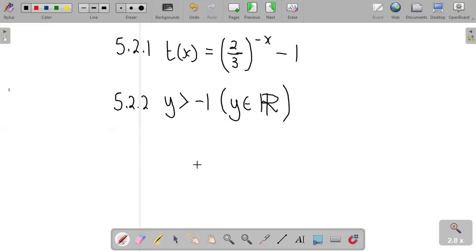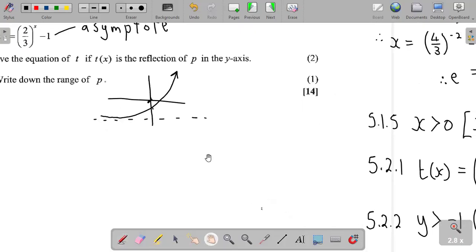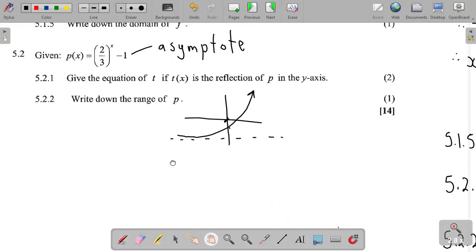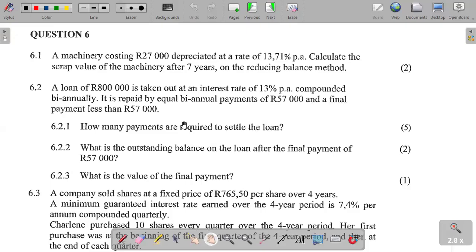And then after that, okay, so that's the end of question 5. We're gonna move on to question 6. So question 6 is financial mathematics. Okay, what are they saying? A machinery costing 27,000 rands depreciated at a rate of 13.71% per annum. Calculate the scrap value of the machinery after 7 years on the reducing balance method.